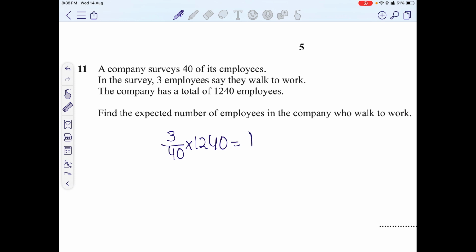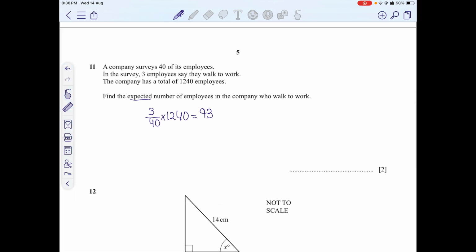That gives us 93. Because we're saying that imagine 3 out of 40 is a fraction. This fraction of the 1240 would also be expecting the same employees. Look, expected. This is not the accurate answer. And this is one way we can use smaller data to actually estimate for larger data. 93 would be your answer.